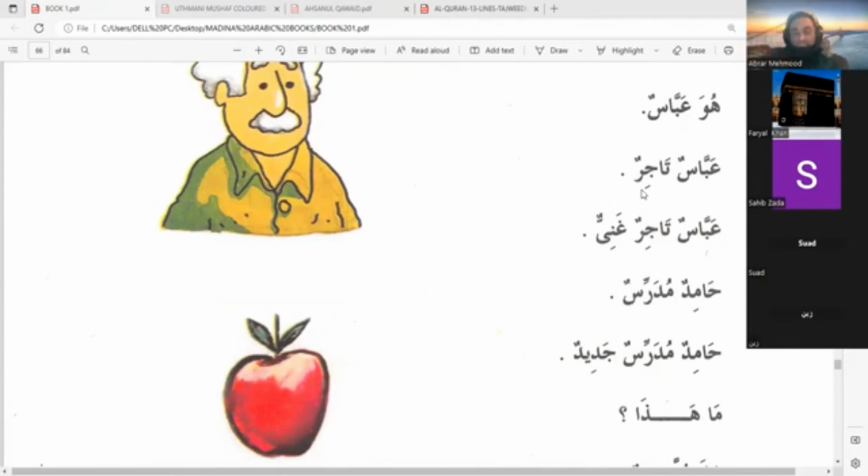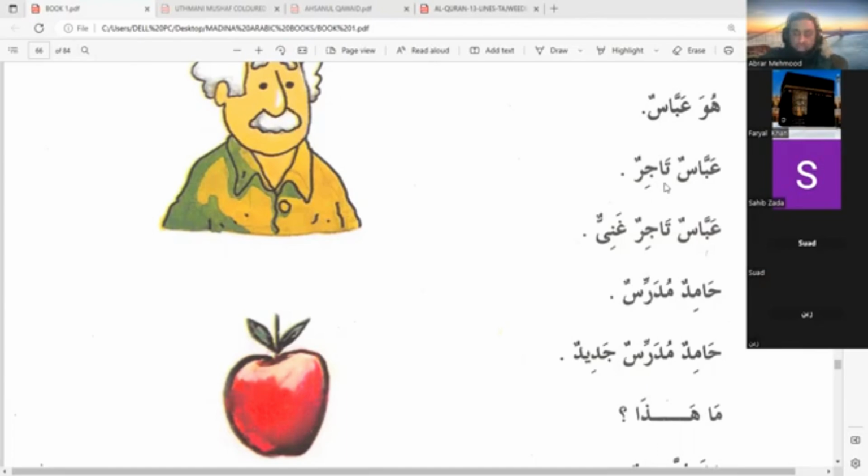Point number 1. Okay. And I'll ask this question. I want you to answer, inshallah. The first factor was that they both would either have a tanween or alif lam. So which is it? Tanween. Tanween, exactly. So you can see Abbas and Tajir both have tanween. Okay, so Abbasun Tajirun. First point we've covered.